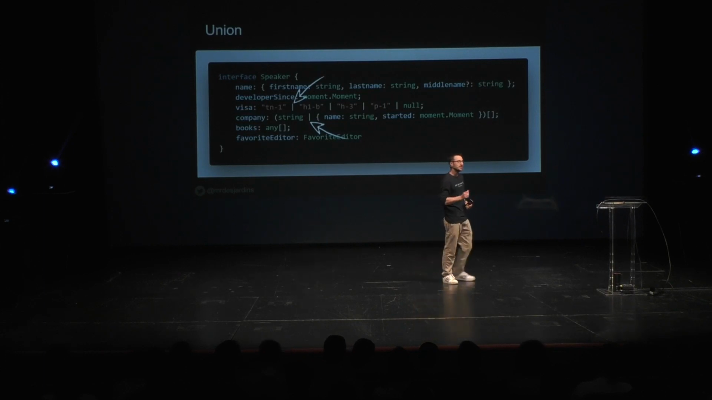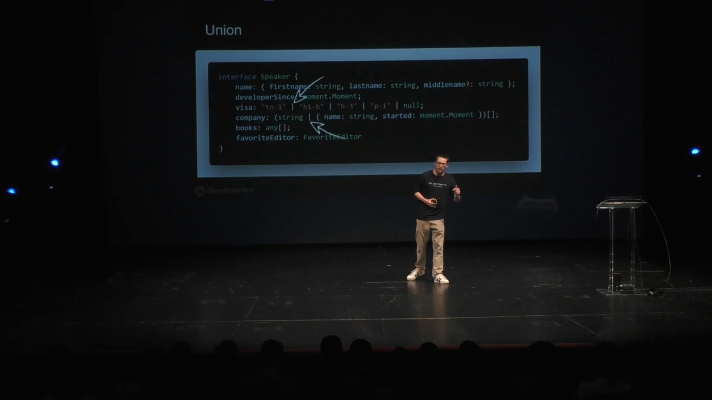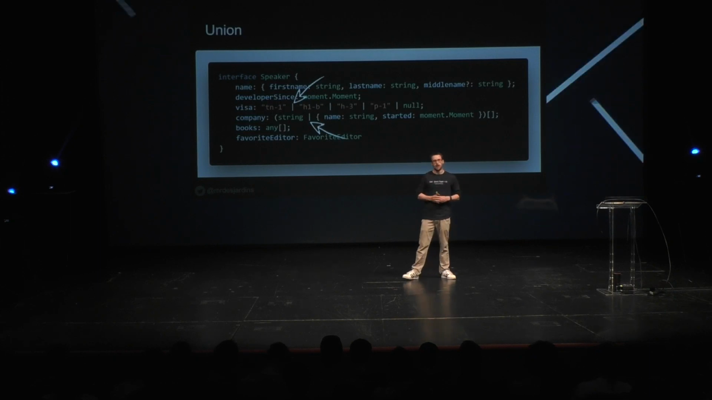All right, let's go back to code. So union is a feature of TypeScript that allows you to have multiple types for a specific member. That's the case here for the visa, where I'm specifying that I can only accept those strings, or null if no visa, for example. And company here is using a string, which allows me to put Netflix, or the pipe, an object which has a name and a started date. So I can have multiple values, which helps a lot in JavaScript because a lot of the time you need to provide specific types, but you can switch between two or three. But at least I'm specifying which types I'm allowing.